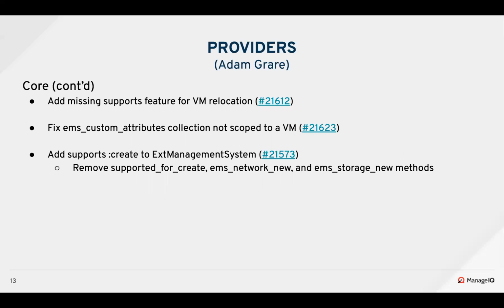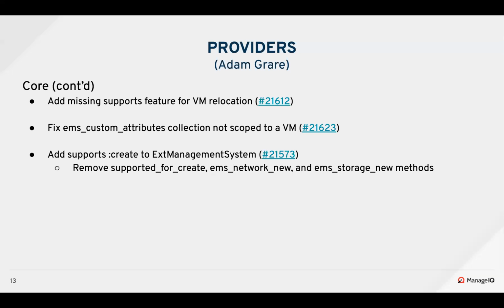We added missing supports feature for VM relocation. This is if you want to, for example, move a VM from a host or a storage. There were some cases in Automate where this wasn't being checked; it was just being called blanketly, and no blame on there because there was no supports feature to even check. We also fixed a bug with the EMS custom attributes collection not being scoped to a VM. This caused tags to be deleted if two VMs were tagged with the same tag, which is obviously not good. So we got that fixed up.